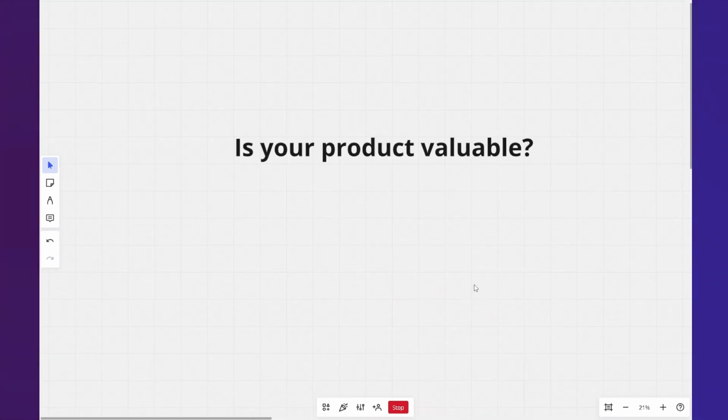Is your product valuable? It's just something that the prospect needs. Whatever niche you're in, whether it's real estate, marketing, automation, whatever product you're selling, is it worth selling? Do you believe in your product? These are all questions that need answering before you can even consider selling.